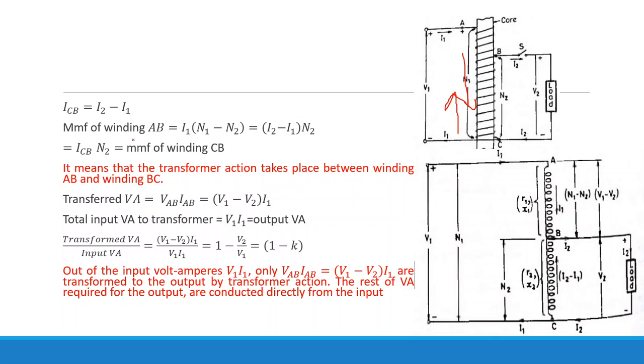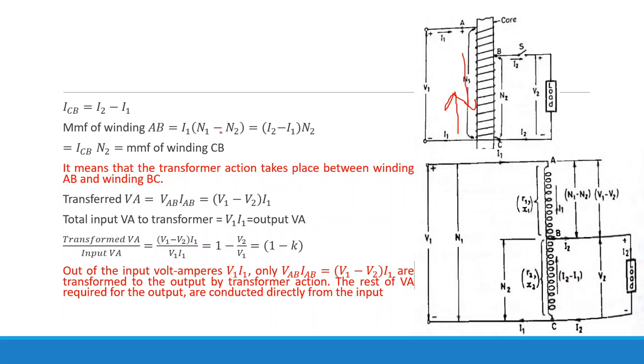So what can we write? We can write the MMF in this winding AB, from here to here. The MMF of winding AB, what will it be? MMF is nothing but current multiplied by the number of turns. So for this winding A to B, the current is I1. What is the number of turns? That you can easily calculate. The total number of turns here is N1, and till here, B to C, it is N2. So the number of turns between A and B will be N1 minus N2. So the MMF will be given by I1 into N1 minus N2.